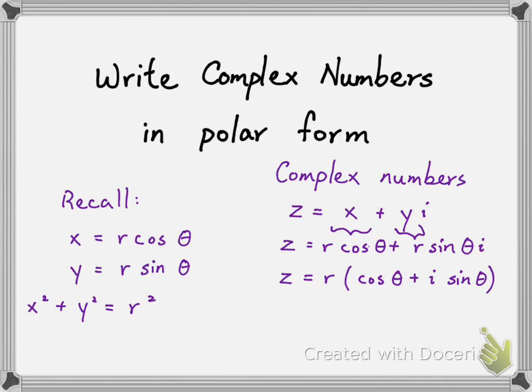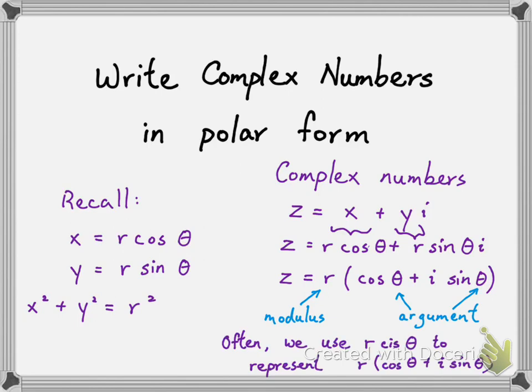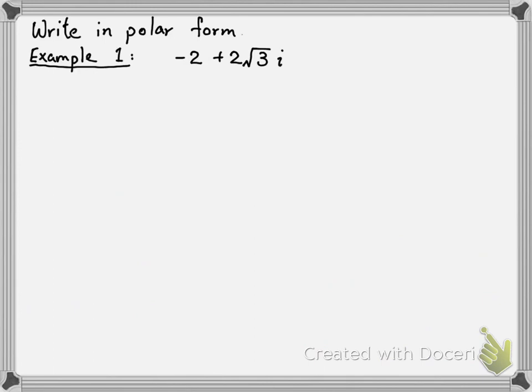This is the polar form of the complex number, where r is the modulus and theta is the argument of the complex number. Often, we also use r cis theta to represent r times open parentheses cosine theta plus i sine theta. Write in polar form.